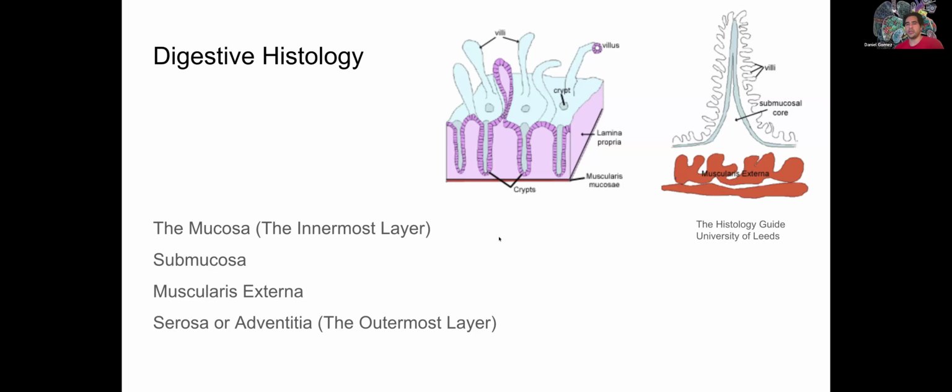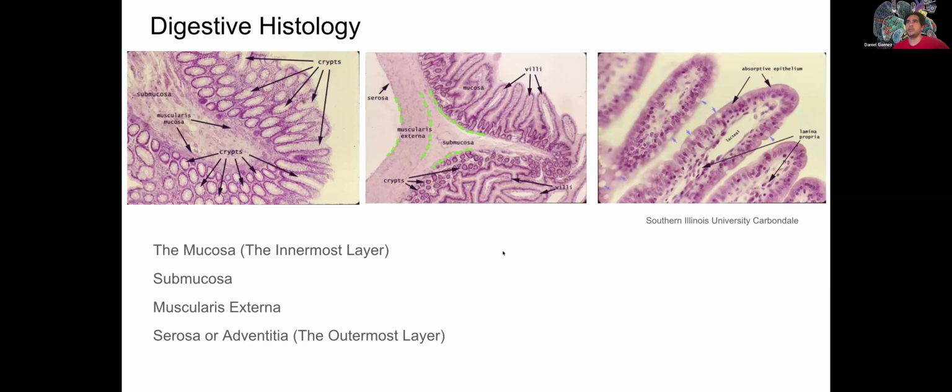So the mucosa is the innermost layer. There's a submucosa, muscular layer externa, and the serosa or the adventitia, which is the outermost layer. We can see in the histology in these slides, the crypts are on the outside, and below that are the mucosa and the submucosa.